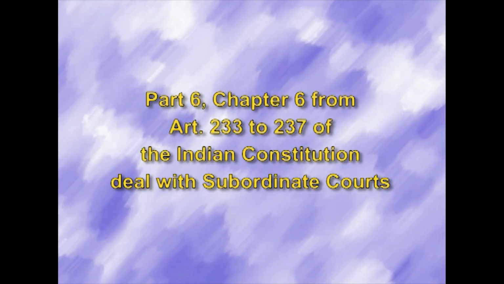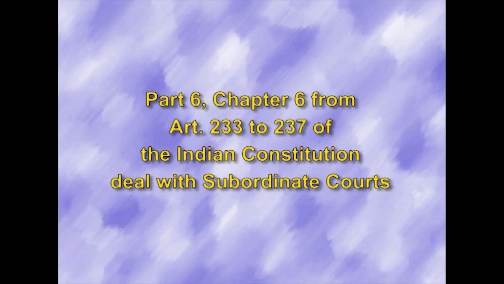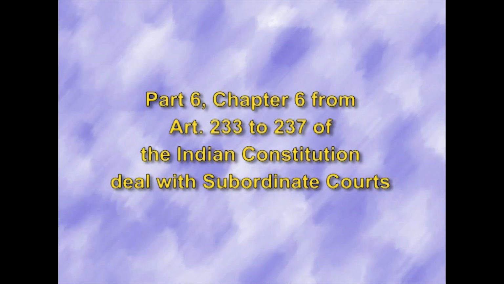Now, at the lowest level of the judicial ladder are the subordinate courts. Any court other than the Supreme Court and High Courts is called a subordinate court. These subordinate courts are subordinate to and under the control of the High Courts. Part 6, Chapter 6, from Article 233 to 237, deals with these subordinate courts.